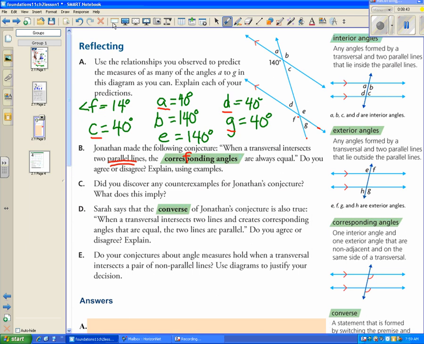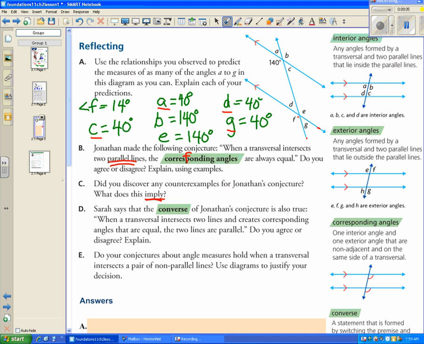Are there any counterexamples? Is there any way we can draw parallel lines with a transversal where those corresponding angles are not equal? I don't think you can do it. And this implies that the conjecture is probably correct. We have not yet proved it, but we are guessing that our conjecture is going to be correct.